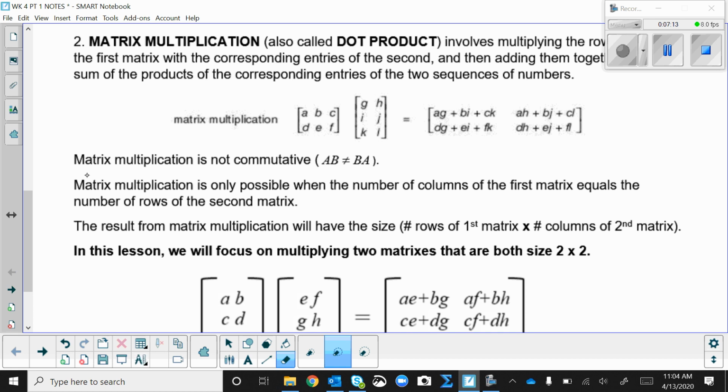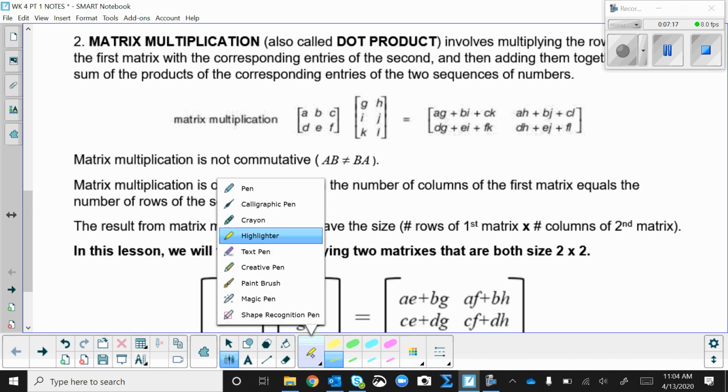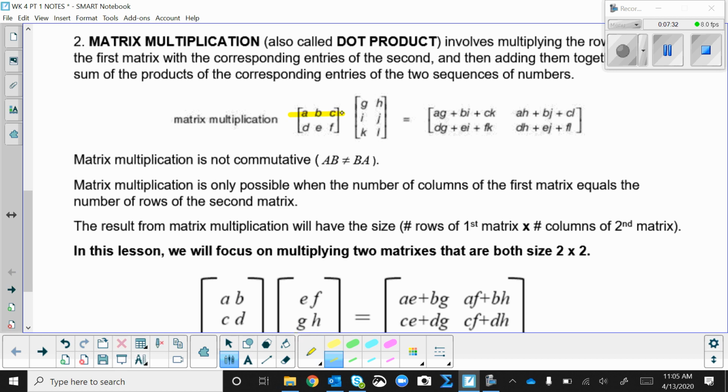All right. So we just talked about how our answer matrix was a 2 by 2. The rows of the first one by the column of the second. And so here's the basic idea behind multiplication. You're going to take the rows of the first matrix and multiply by the columns of the second one. But what does that even mean to multiply those? There's 3 numbers in the first row and 3 numbers in the first column. How are you going to get one answer from 3 different things in each one?